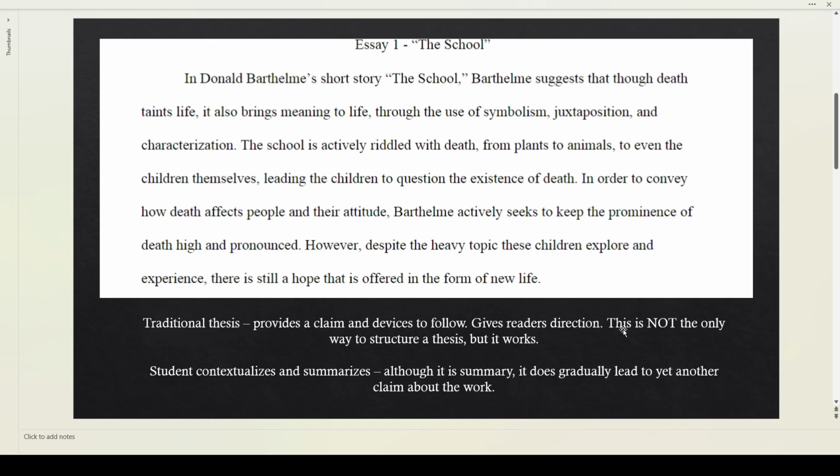So let's get started. The student begins with, "In Donald Barthelme's short story, The School, Barthelme suggests that though death taints life, it also brings meaning to life through the use of symbolism, juxtaposition, and characterization." So this is your most traditional thesis statement or theme type sentence, where you have a claim and you're going to justify it with devices or something of that nature, right? It's kind of like the 3-point thesis statement that is pretty universal, and you can use it on the AP as well. It's kind of the go-to if you're really stuck in terms of how to establish a claim.